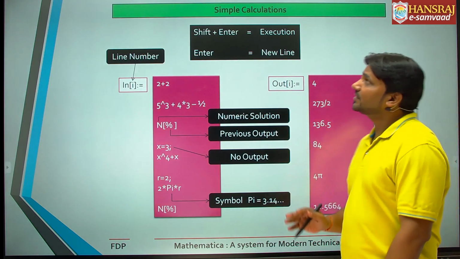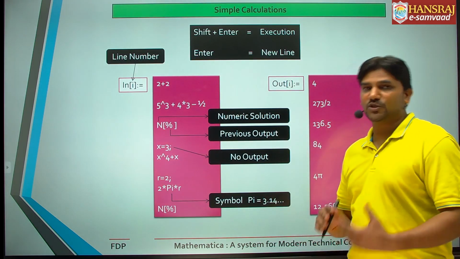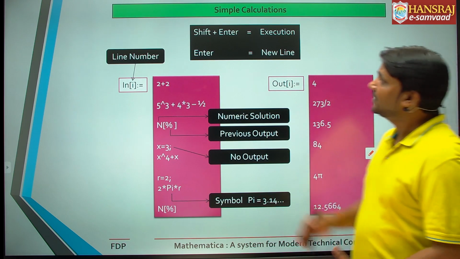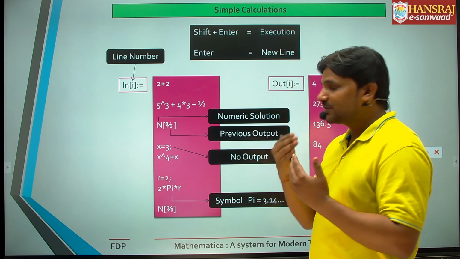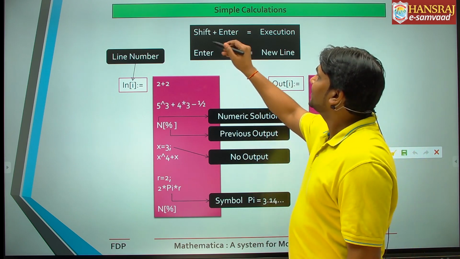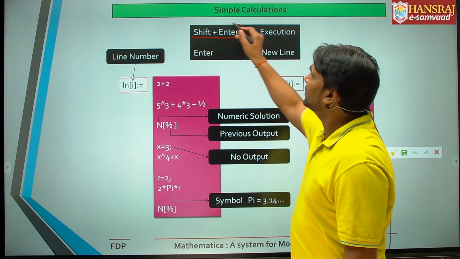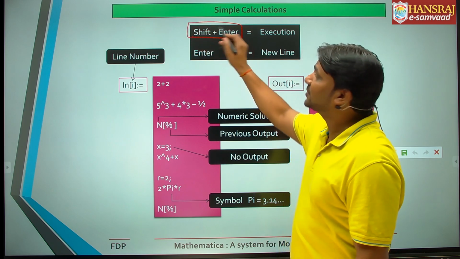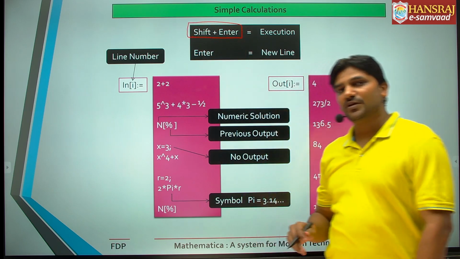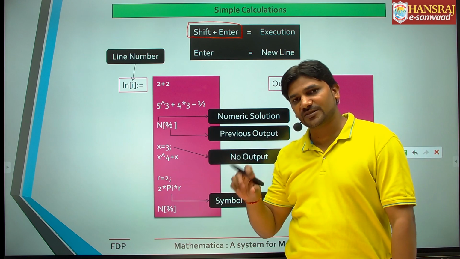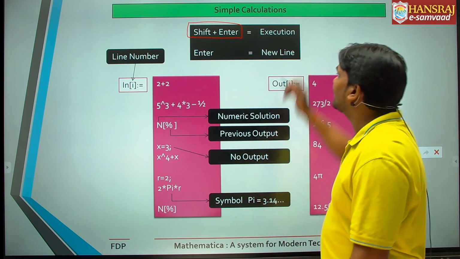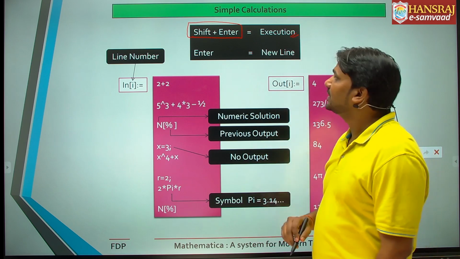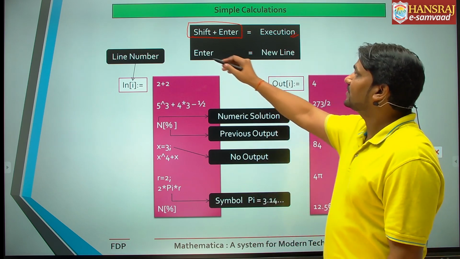So here are some simple calculations you can do in Mathematica. To do your input-output work, you first need to understand that for execution you need to press Shift plus Enter. On your keyboard you press Shift first, then hit the Enter key, and you will get your execution. For a new line, there is a normal Enter.